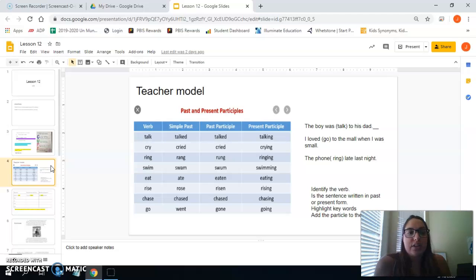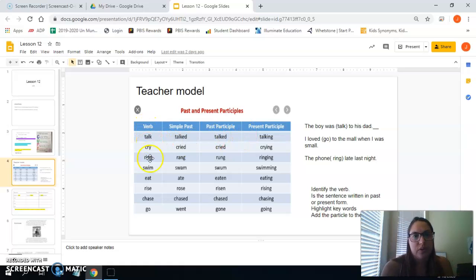Okay, so let's get started on our model for today. Today we're going to be working on verbs. So you're going to identify the verb. I have already put them in parentheses for you. You're going to ask yourself if it is written in the past or the present form, and then highlight keywords if there's any in the sentence, and then add the participle to the verb.